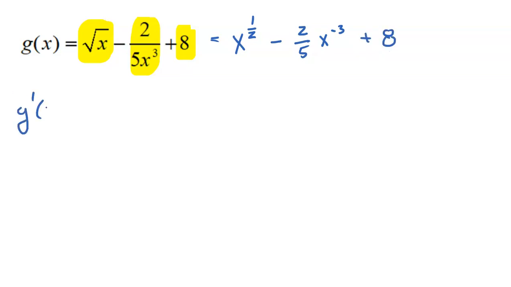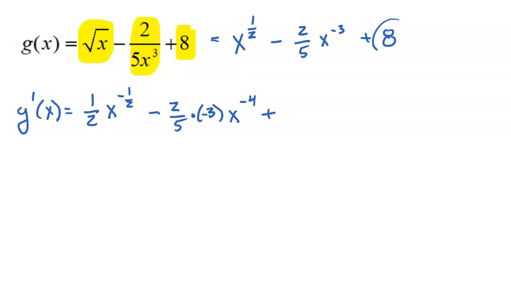Now I'm going to go ahead and find the derivative g prime of x. 1/2 falls down in front. New power is negative 1/2. 1/2 minus 1, negative 1/2. Minus 2/5. The negative 3 falls down in front. I'm going to put in parentheses there because I got to multiply. I don't want you to think about subtraction there. It's going to be negative 2/5 times that negative 3. X to the negative 4 plus, well, the derivative of a constant 8 is 0. That's the constant rule. All right, now let me just clean this up a little bit.